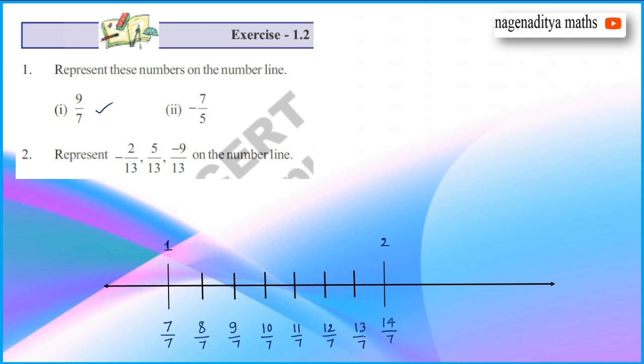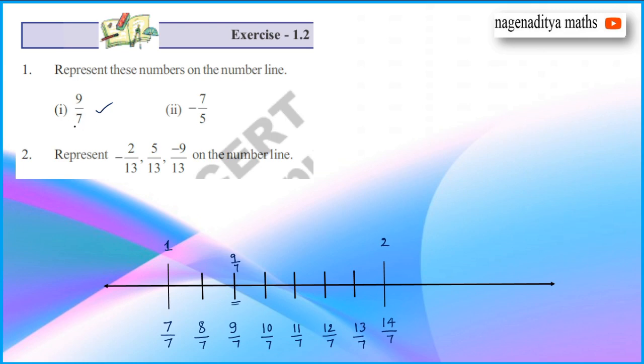So what we need in this problem? 9 by 7. So 9 by 7 is here. So this represents 9 by 7. Okay. So first we have to test whether the number is lying between 1 and 2, or 2 and 3, or 0 and 1. Every improper fraction's value is always greater than 1. So first we have to test which numbers it is lying between. So 9 by 7 is lying between 1 and 2.